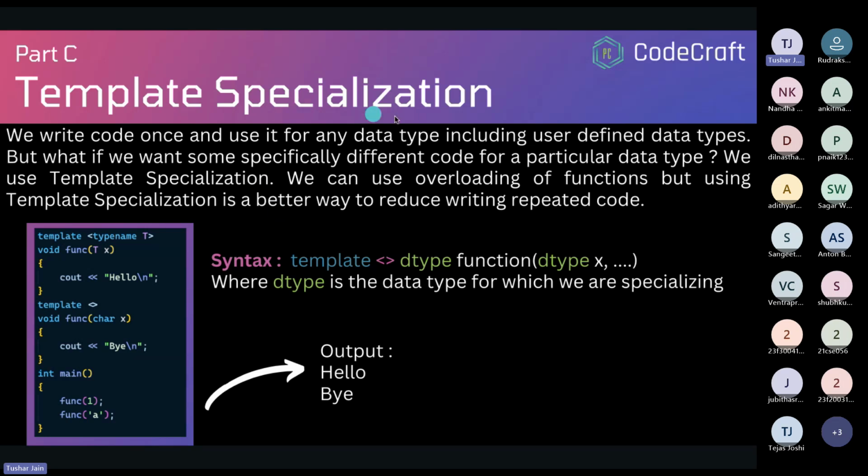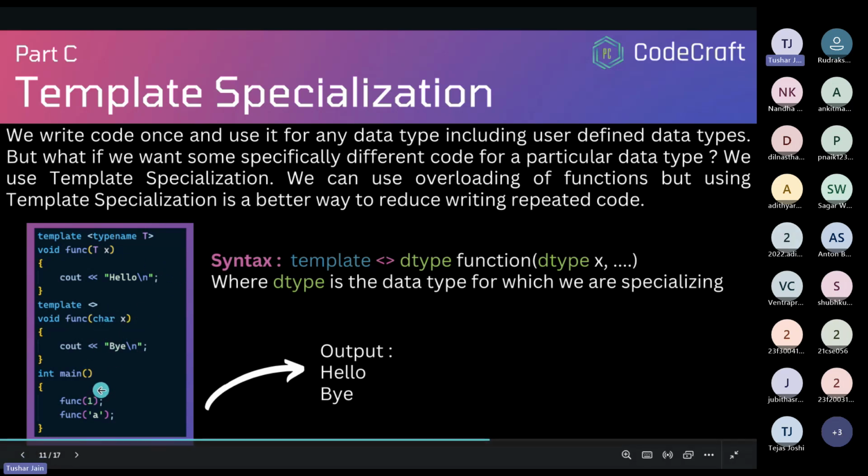So this is where template specialization comes into place. For a template, first we specify the template, which is the normal syntax. Then we write template, and then we specify it for the particular data type for which we want a different function. So I defined it separately for char. So if I use it for 1, it will print hello. If I use it for a, it will print bye.